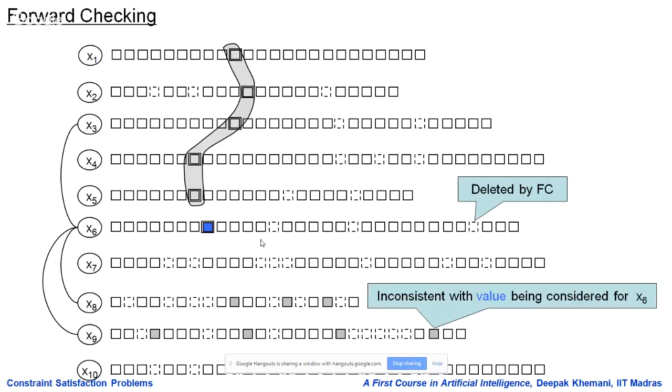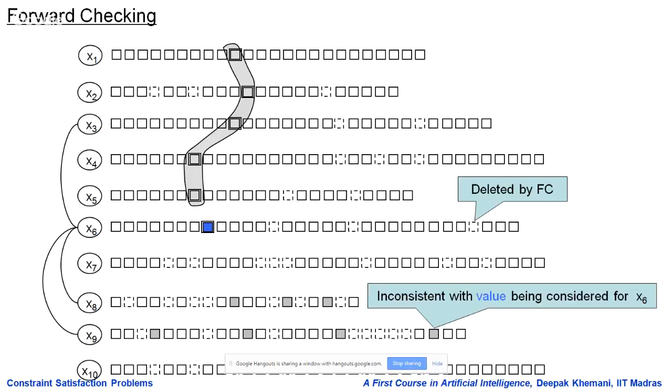Now in this whole set of values that you can see, there are certain values which are shown in dashed squares, and these are values which have been deleted by forward checking up to now. And you can see some values below in x8, x9, which are shaded gray, and these are values which would be inconsistent with the blue value that we are about to choose for x6, and therefore forward checking would remove these values even before we go to those variables x8 and x9. So that's the basic idea of look ahead: to look ahead to see if other variables will have values for solving those problems.